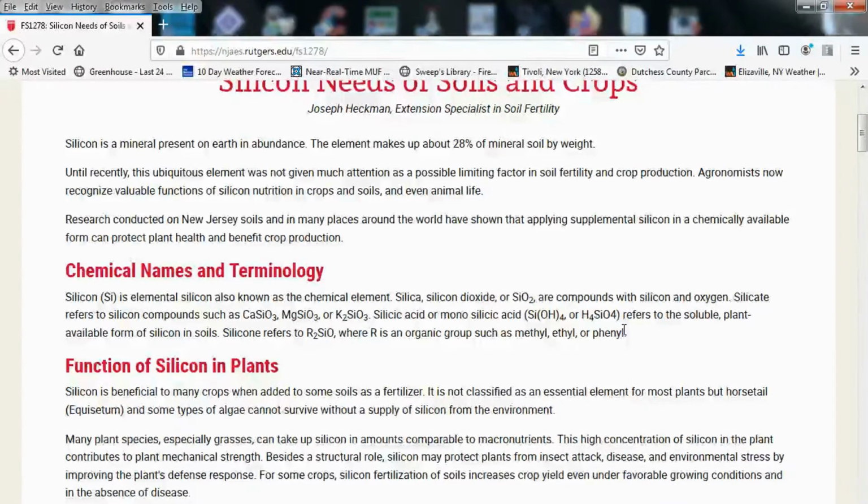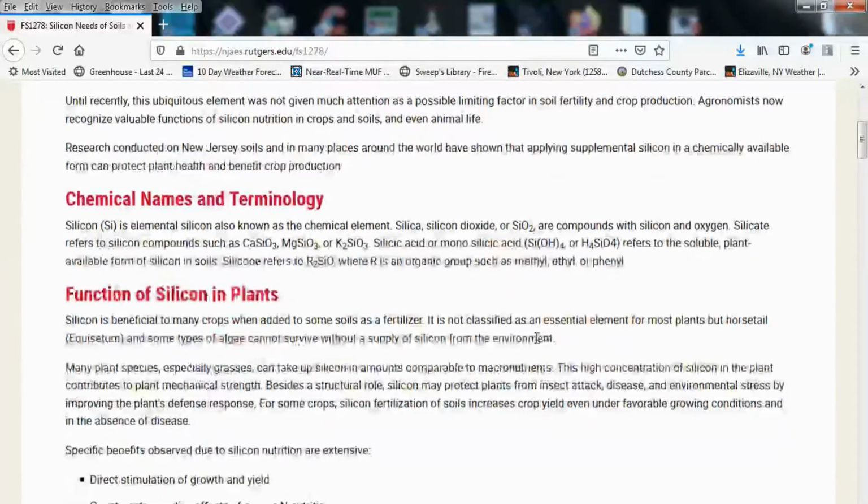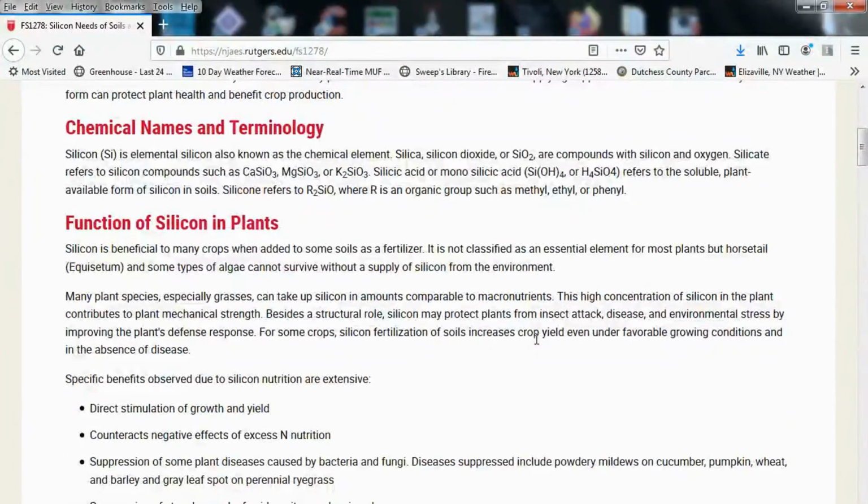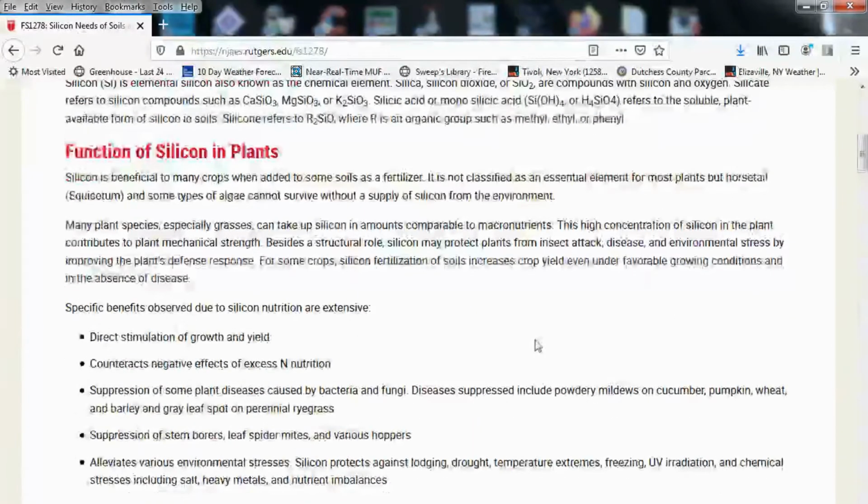Chemical names and terminology. We're going to skip that section. If you're interested in the chemistry of that, of course you can read that yourself, but I don't want to drag people down into extreme detail. So we're going to jump over to function of silicon in plants.